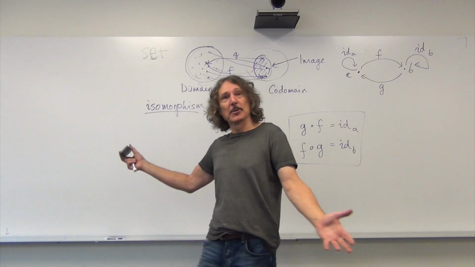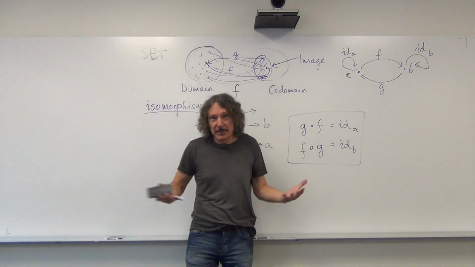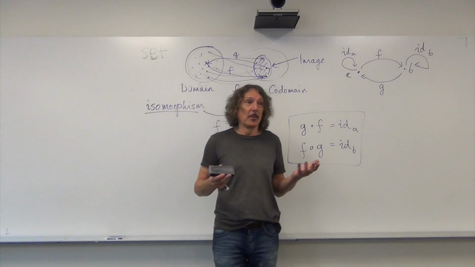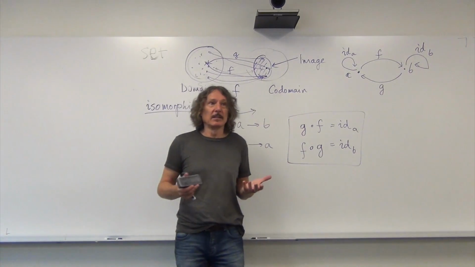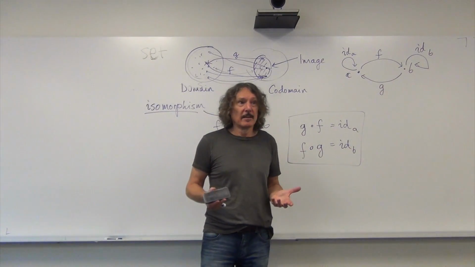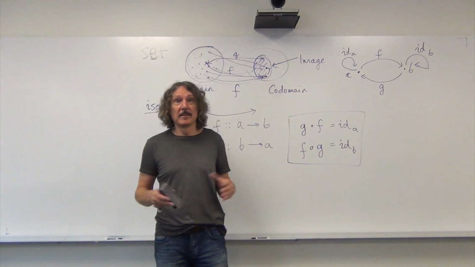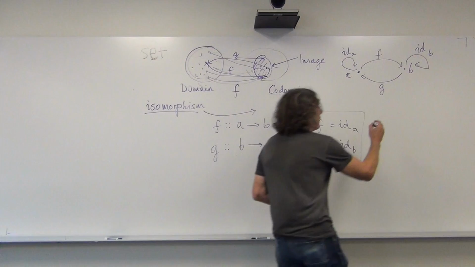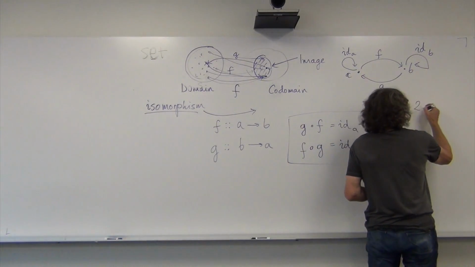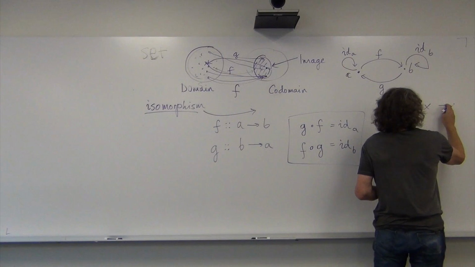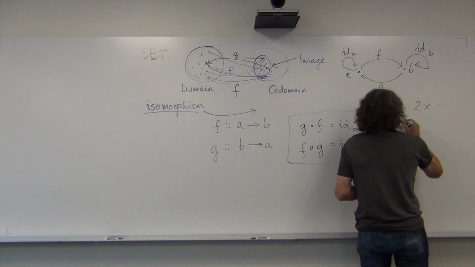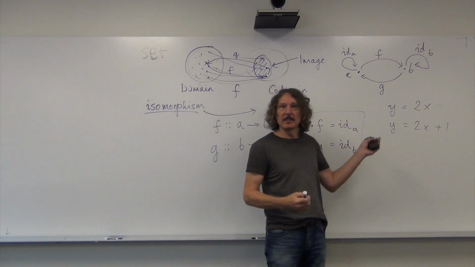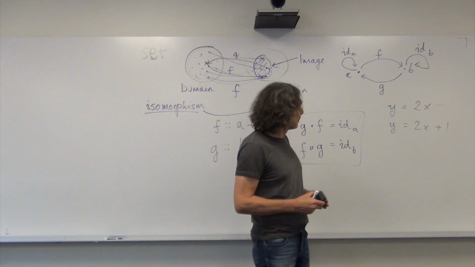For infinite sets, of course, this is a little bit more complicated. For instance, you can have a one-to-one correspondence between natural numbers and even numbers, right? Like y equals 2x, even numbers, right? Or odd numbers, 2x plus 1, right? These are functions that are invertible. Is that true?